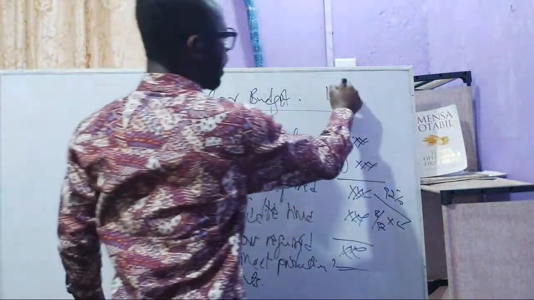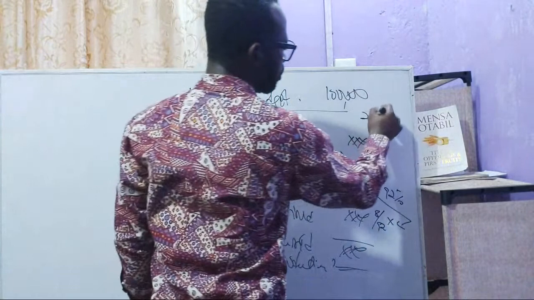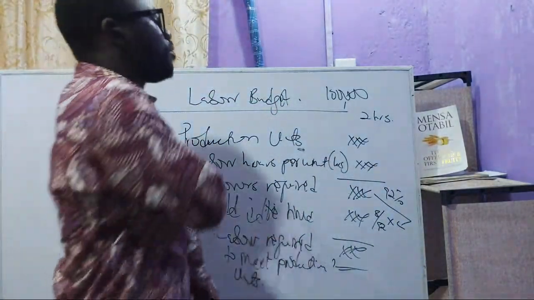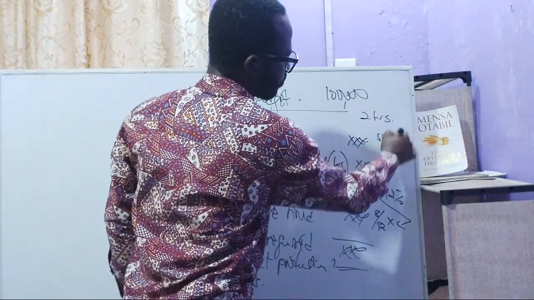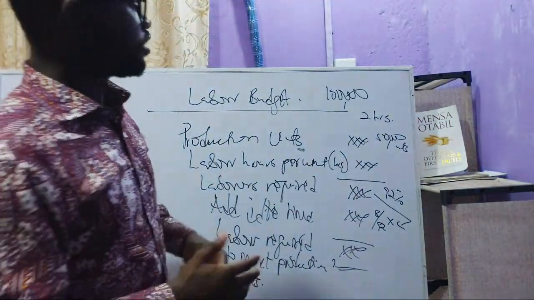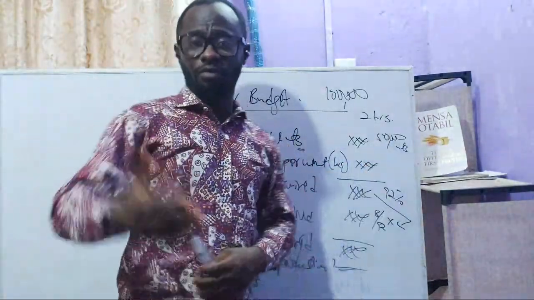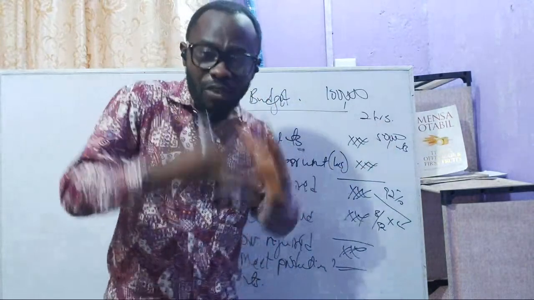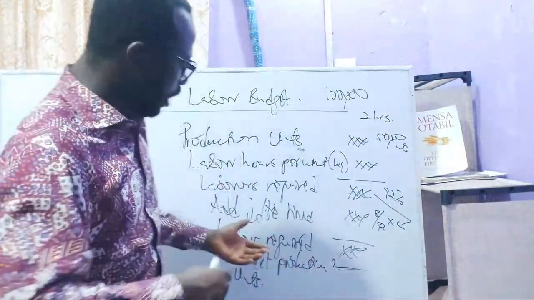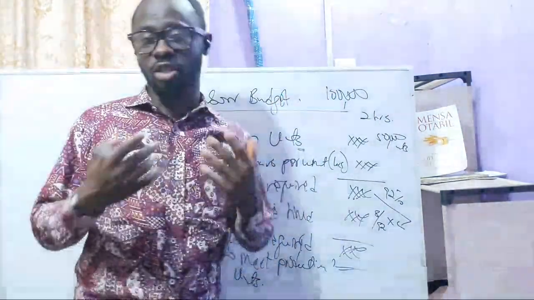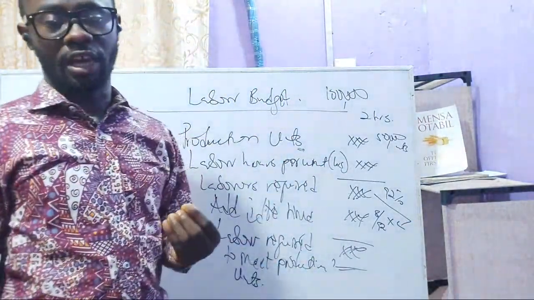Because if all you have is 100,000 hours, and each product uses 2 hours, that means we can produce 50,000 units. If, for instance, 8% of this 100,000 hours is going to be idle time, we cannot produce the 50,000 units. So in order for us to produce the 50,000 units, what do we have to do? We must increase the labor hours that we can obtain. That means the labor hours required will be more than 100,000. So that is the concept about dealing with the idle time.